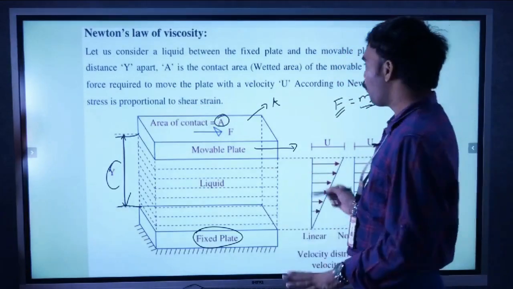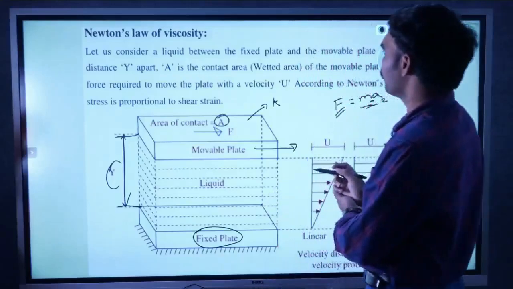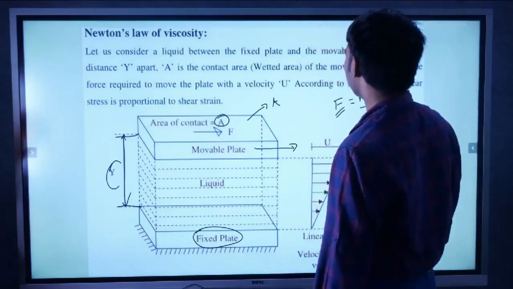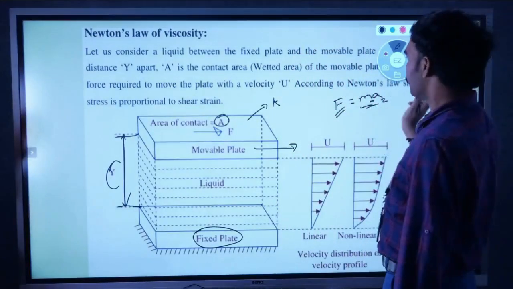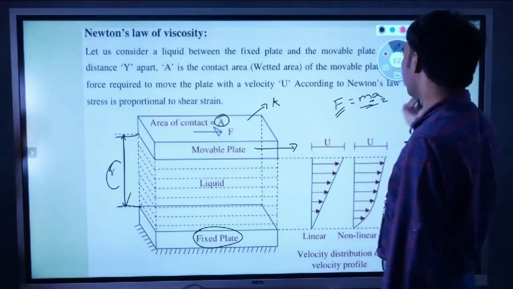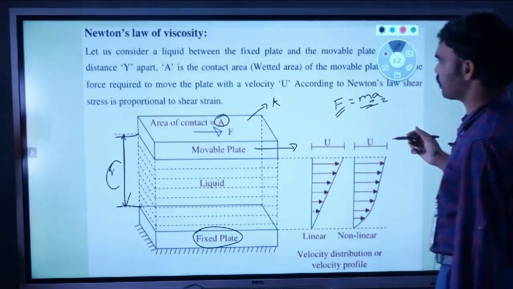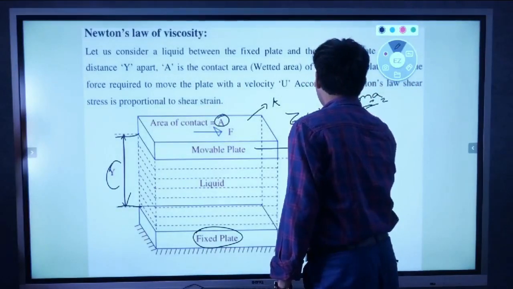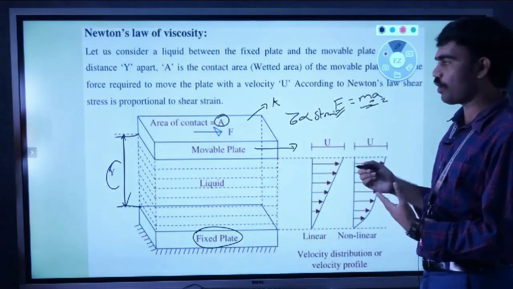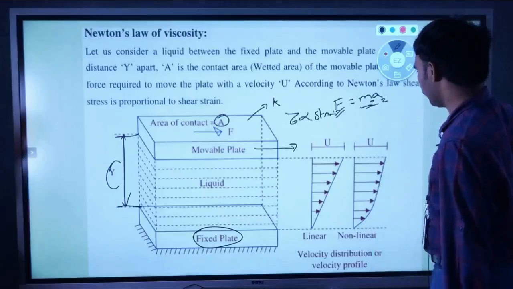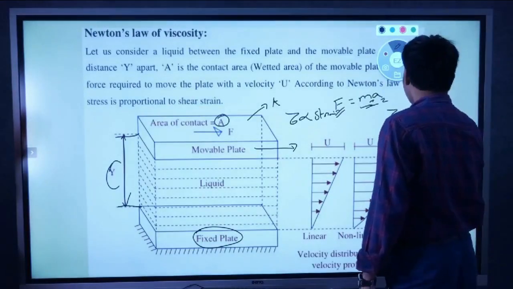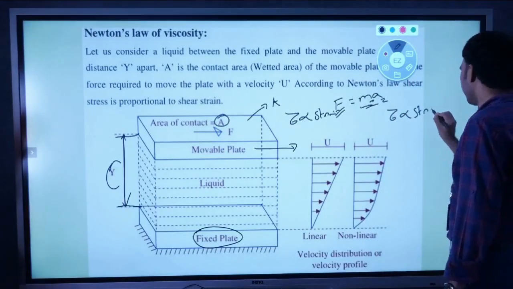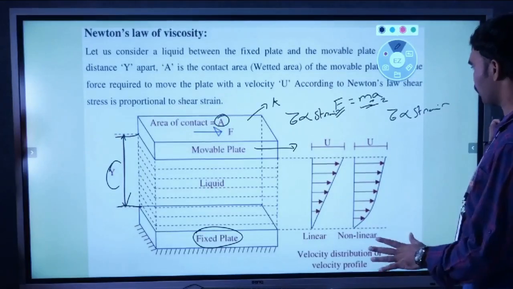So F is the force acting on the movable plate, right? Next, according to Newton's law of shear, the shear stress acting on the body is directly proportional to shear strain. So that means tau is directly proportional to, we will discuss in the next slide in detail. The shear stress is directly proportional to shear strain.